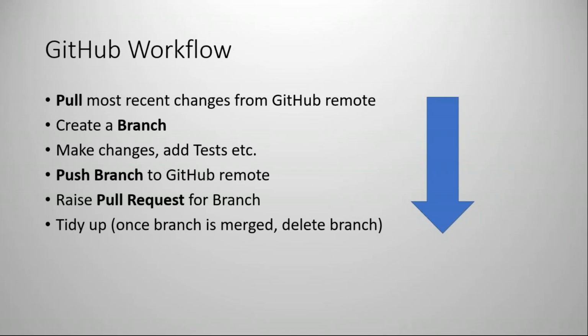But if there's sort of 3 or 4 of you working on the same UFT test suite, then what I'd recommend is we create a branch, make changes, add tests, do whatever work you need to do. When you're happy with those, you commit them locally and then push them back up to GitHub and raise a pull request for them to be merged into the master branch. And then when I finish with that branch, I can always tidy up and delete that branch if I want.